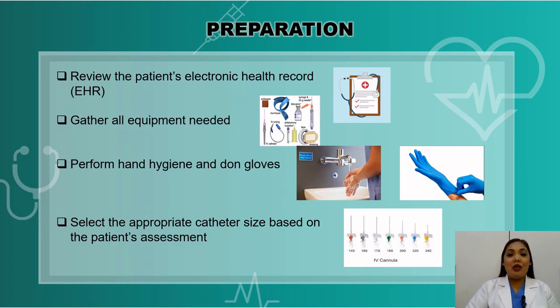Let's talk about preparation. First, you have to review the patient's electronic health records. Check for any known allergies, especially to latex, antiseptics, or medications that may be administered via IV. Review any relevant medical conditions such as bleeding disorders, vascular diseases, or previous complications with IV access. Review current medications and look for any anticoagulants or other medications that might affect bleeding or vascular stability. Also note any history of difficult IV access or previous sites that may be compromised.